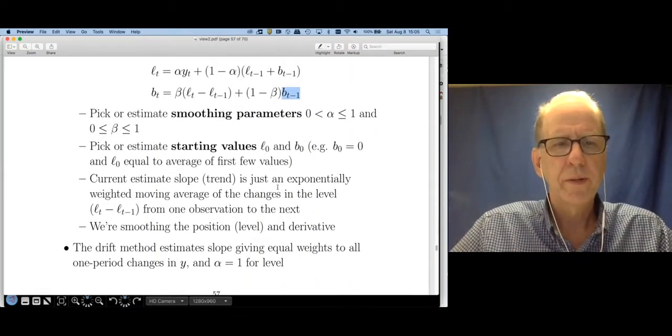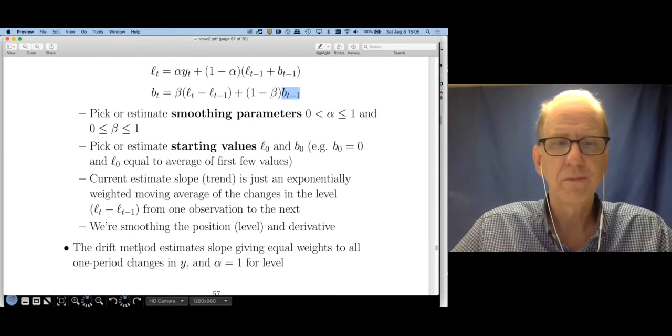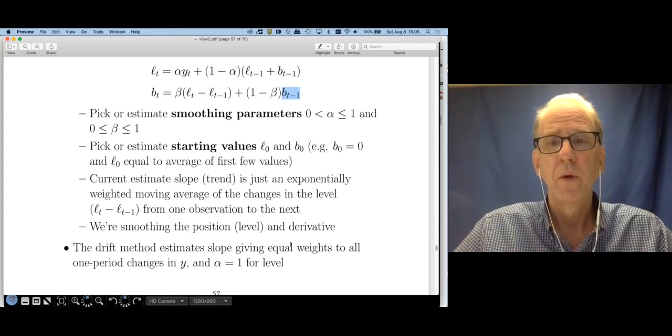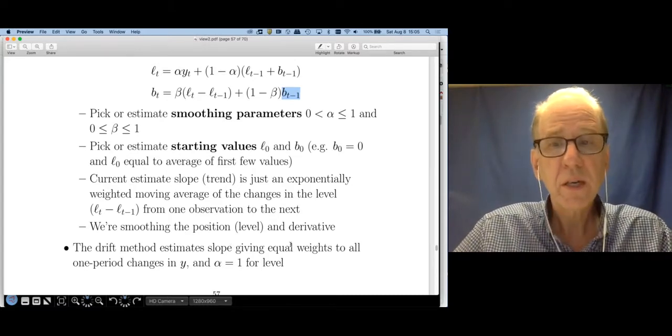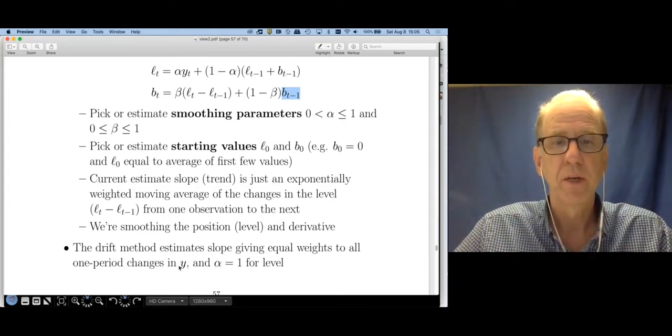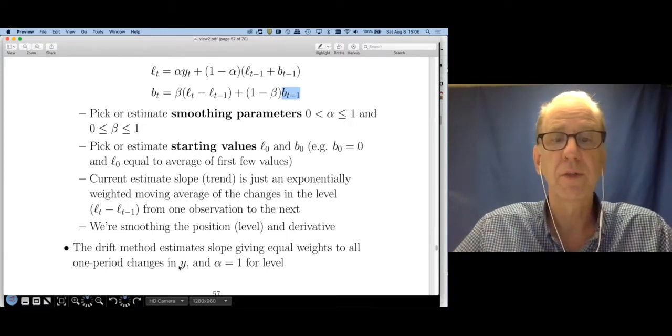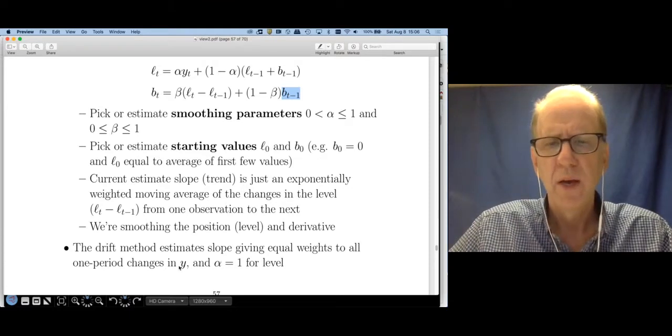All right, one more thing. The drift method, you can think of it as a special case of this, where what I'm doing is giving equal weight to all of the one period changes in y. So all of those count the same. The first change that I observe counts the same as the last one.